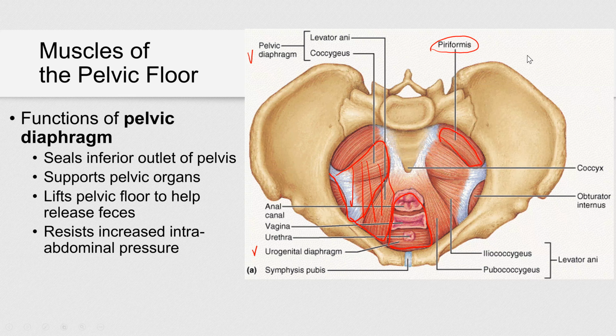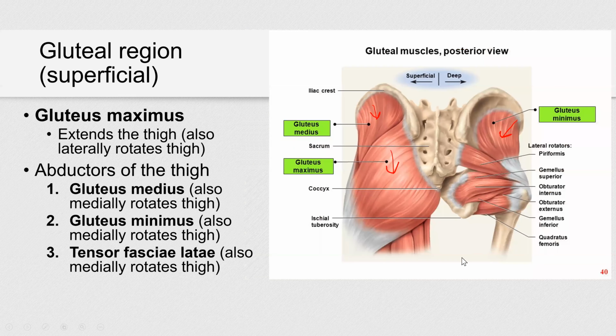So one muscle, piriformis, and two groups of muscles, pelvic diaphragm and urogenital diaphragm. You can look at piriformis. If we go back to this slide, you can see the piriformis muscle right there. So that's our piriformis muscle. It's deep to gluteus maximus.